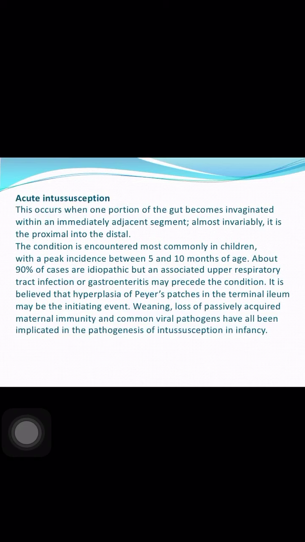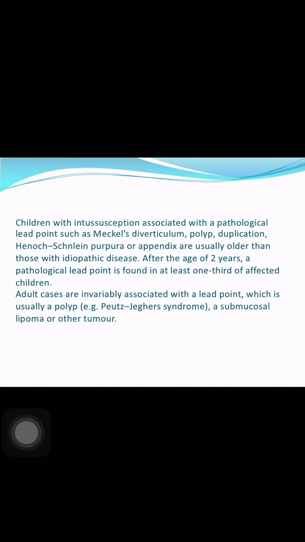Usually the weaning, loss of passive acquired maternal immunity, and common viral pathogens have been implicated in the pathogenesis of intussusception in infancy. Children with intussusception associated with a pathological leading point such as microdiverticulum, polyp, duplication, Henoch-Schönlein purpura, appendix, inflamed appendix, are usually older than those with the idiopathic disease. That means usually they are older and they develop intussusception.